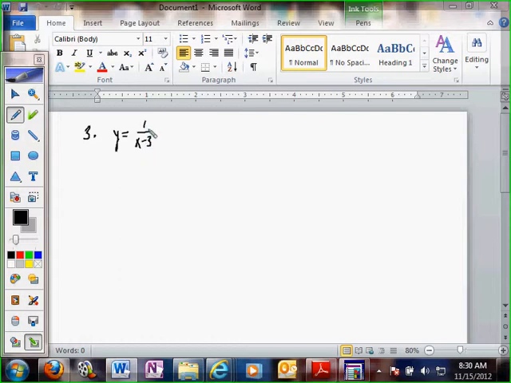So nothing factors top or bottom. That means nothing's going to cancel. So there's no holes. Okay? So no holes, just like the previous example. And I'm going to move on to step 3.